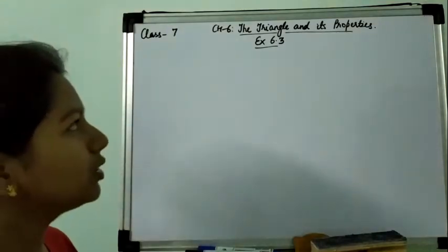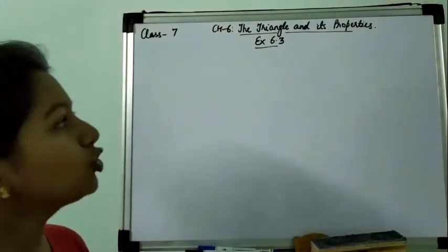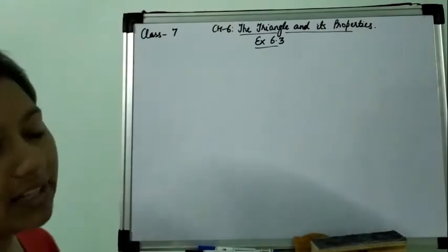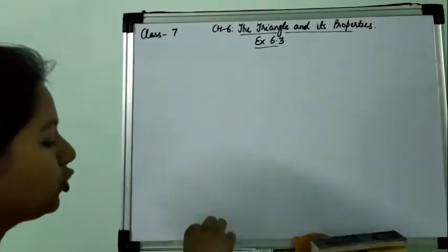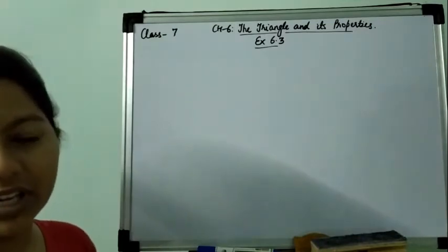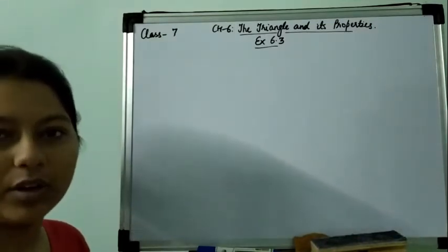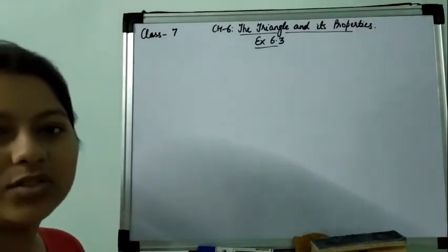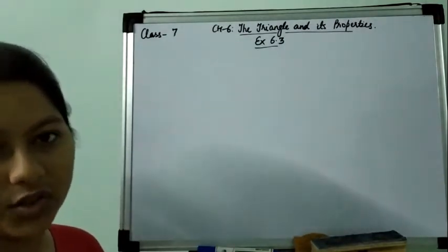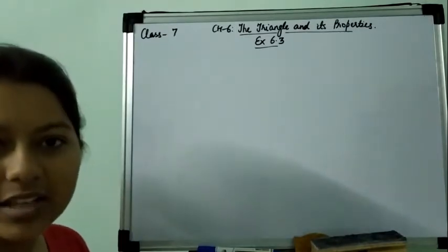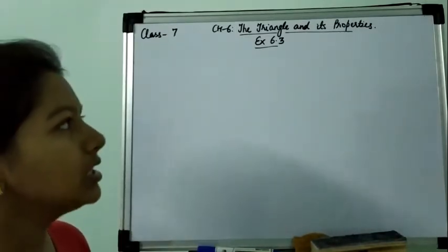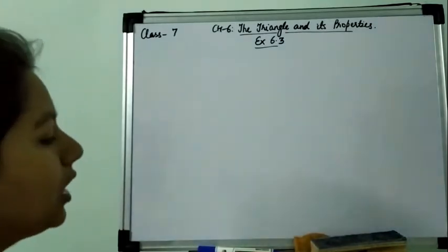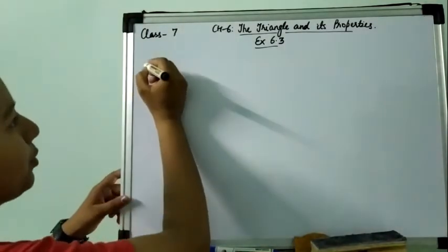Good morning students. Today we are going to start the new topic of chapter 6, that is the triangle and its properties. Before this we have studied the difference between median and altitude. We have also studied the exterior angle property of a triangle, which means that the exterior angle of a triangle is equal to the sum of its interior opposite angles. Now today we will start the angle sum property of a triangle.